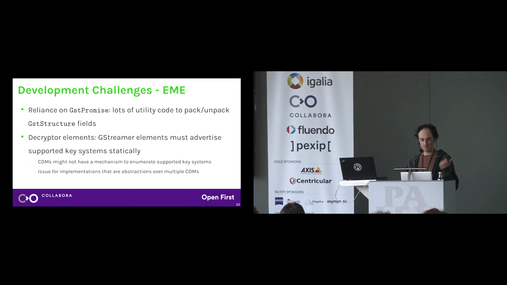The next thing is actually a little bit more complicated. When you're writing a decryptor element, how do you know what the element can decrypt, like what schemes it can decrypt? If you have a CDM that can do only one format, it's going to be easy. If you have a CDM like the OpenCDM plugin, you don't know because it's an open world. It depends on all the libraries that are installed in the system. The problem is GStreamer elements need to declare beforehand what they can decode. So there's a little bit of a mismatch there.